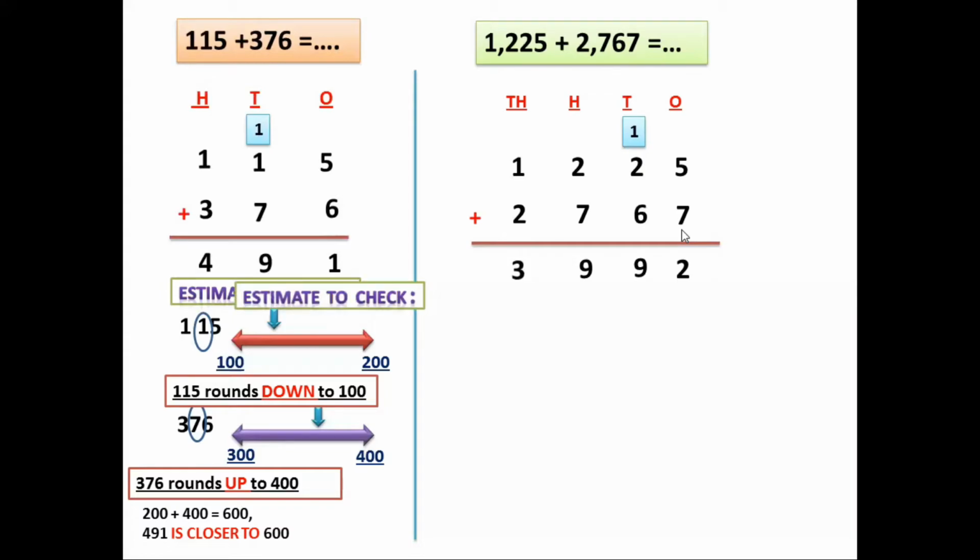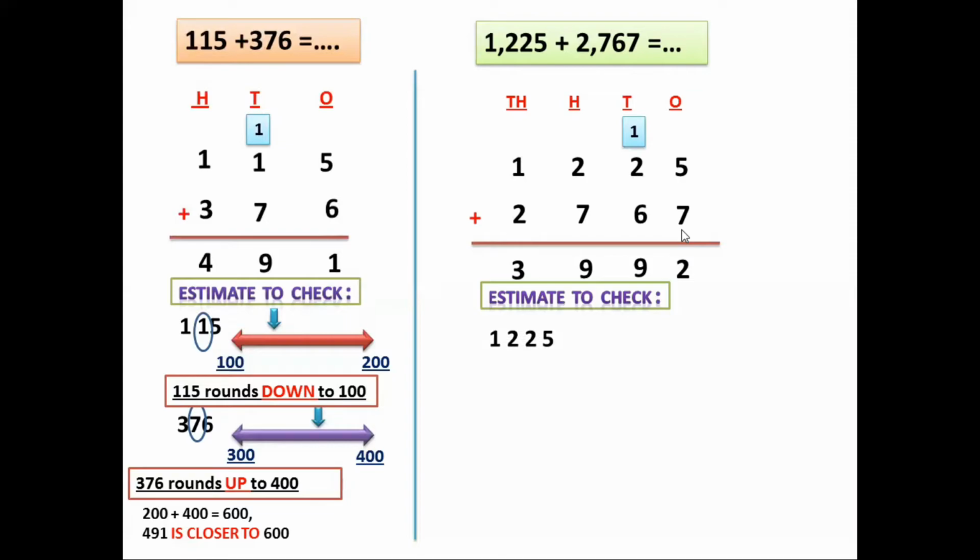So let's estimate to check our answer. Let's start with the first number, which is 1,225, to round it. Let's draw a number line here, because we will round 1,225 to the nearest thousand. So we count up by thousands on this number line. So we have here 1,000, 2,000, 3,000, and so on.